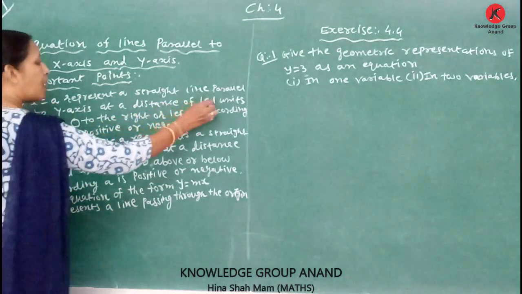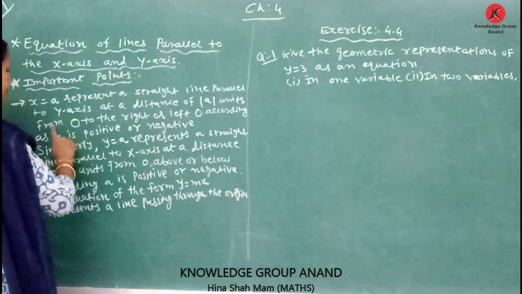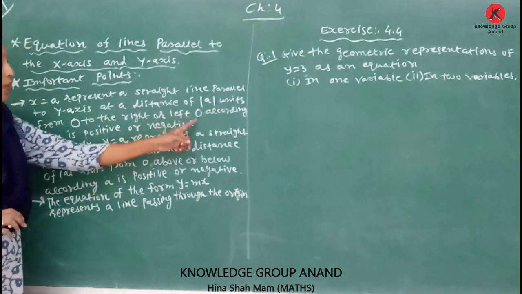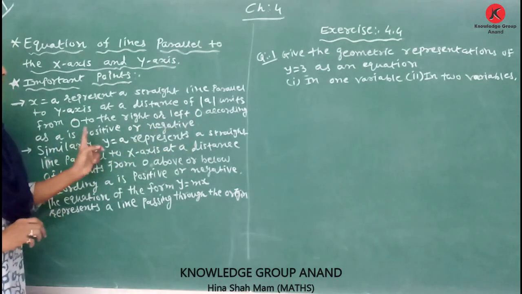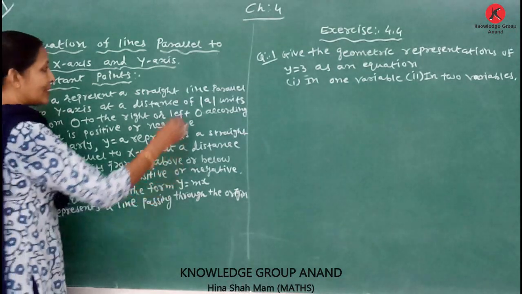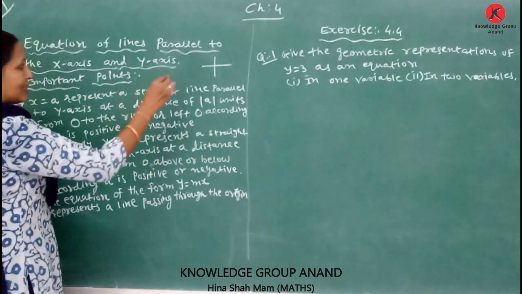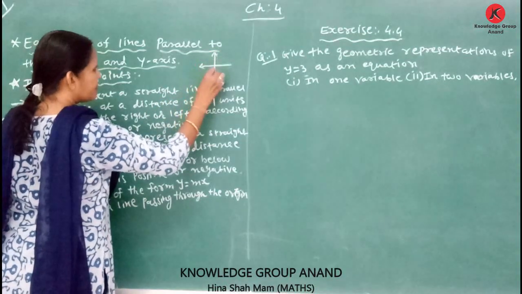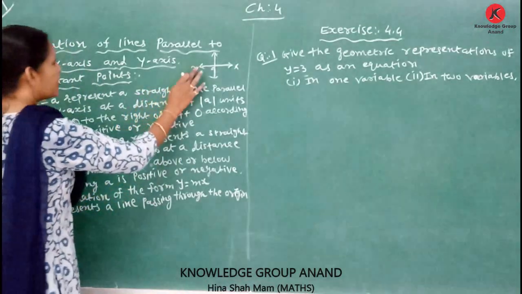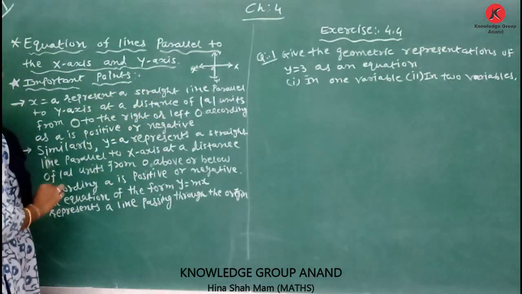At a distance of modulus a units from the origin, to the right or left of the origin according as a is positive or negative. If our graph is like this, here the straight line, x-axis, y-axis, x is equal to a represents the straight line.